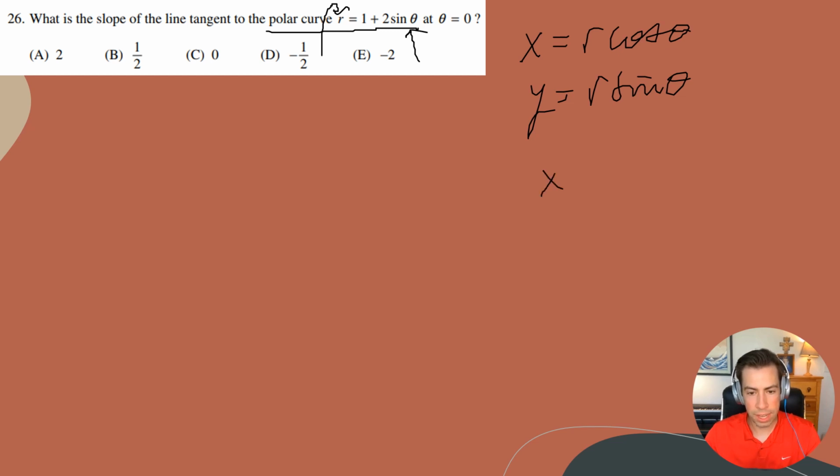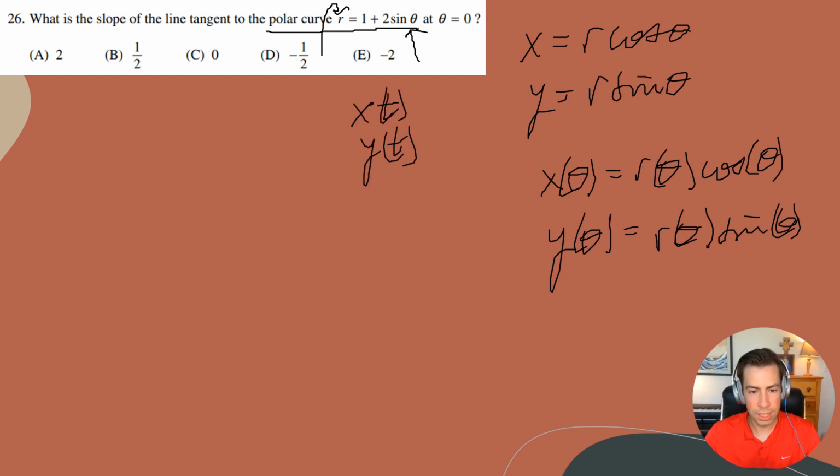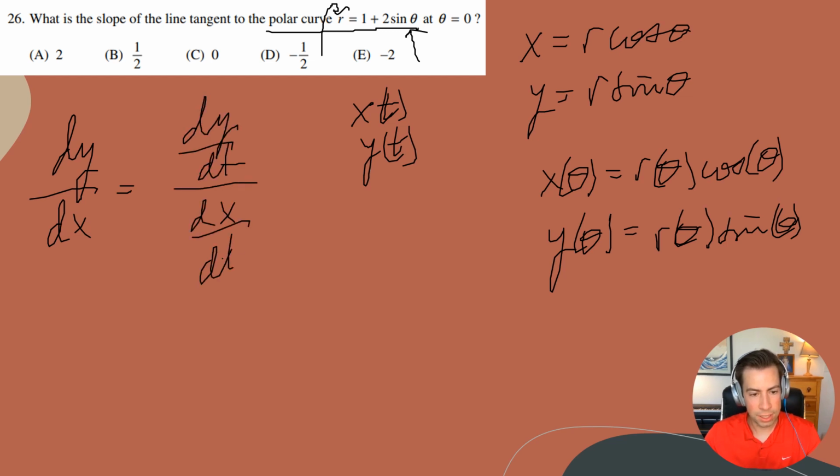So really what we have here is x of theta equals r of theta multiplied by cosine theta. And then y of theta equals r of theta multiplied by sine theta. Now, this is essentially a parametric curve. It should look familiar: anytime you have x of t and y of t, and we want the slope of the tangent line, we use the formula dy/dx equals dy/dt over dx/dt.